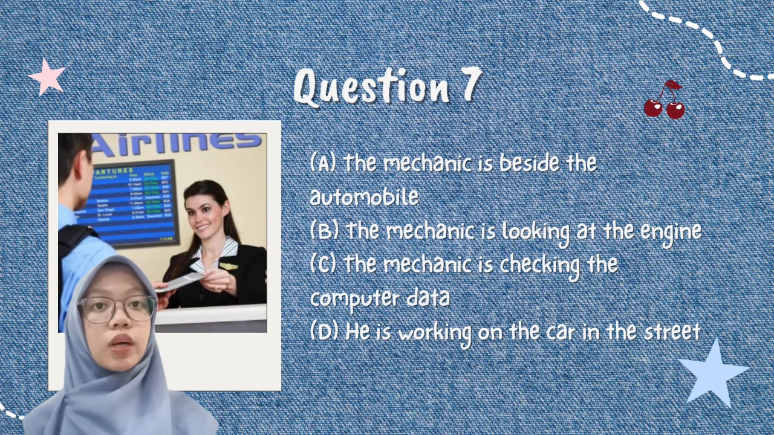Now, let's look at the common traps. Looking at the engine sounds logical, but he is not looking at the engine. And working on the car in the street adds information we cannot see. These are distractions. They use familiar words but do not match the exact action.